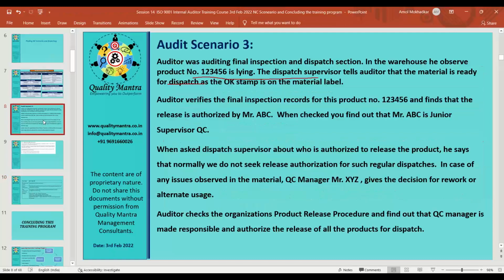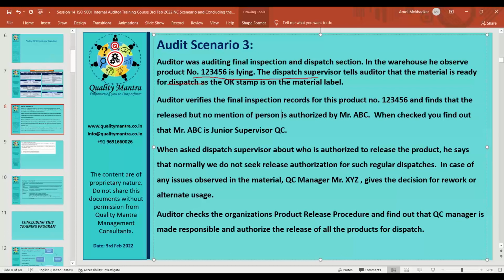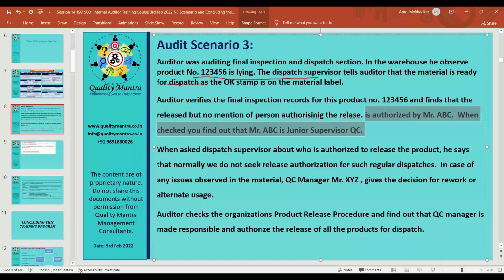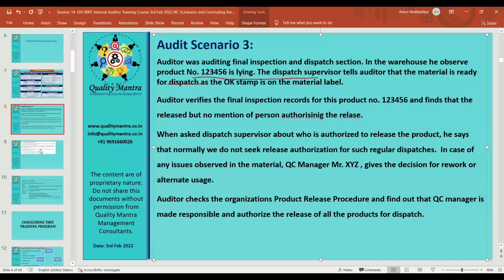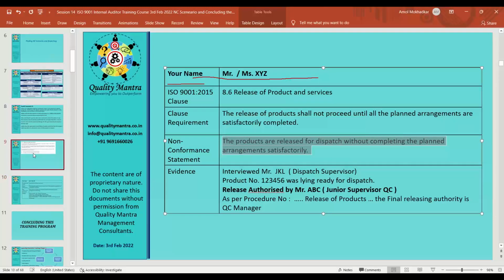अगर मैंने आपको बताया रहता, now just imagine a thing कि you final inspection record you check for this one and find that the product is released but there is no mention of who has released the product. अगर यहाँ पे मैं ये कर देता हूं कि find the product is released but no mention of person authorizing the release. Now आप बताइए आप नॉन कन्फॉर्मेंस क्या देते? What the non-conformance you will put in such scenario? अब कौन सा नॉन कन्फॉर्मेंस आएगा यहाँ पे? Will it be the same कि प्लान अरेंजमेंट नहीं हुई थी, या it will be something different? अब क्या आएगा? What is the requirement?